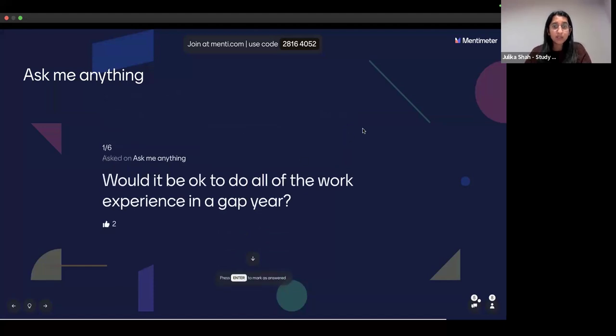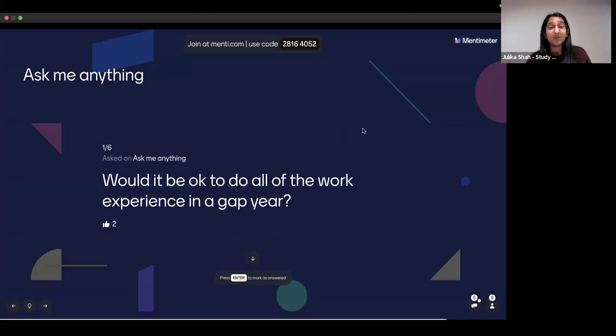Next question is, would it be okay to do all of the work experience in a gap year? So I would say I wouldn't leave it to the gap year to do it all because there's no guarantee that you'll get the work experience you need all in 1 year. If you can, I would start now for looking for it and try and do bits as you go along rather than just cramming it all in one.